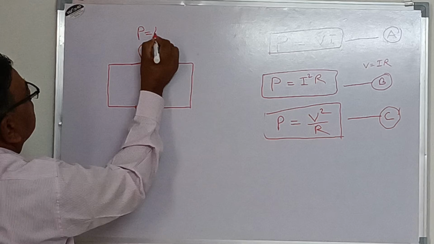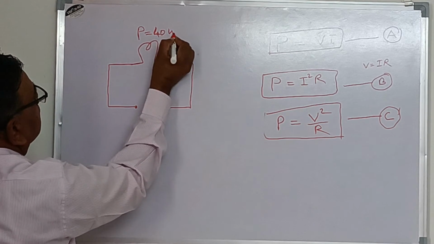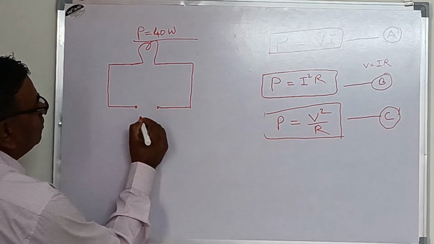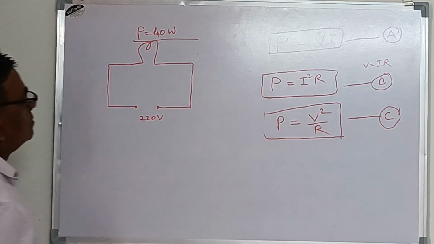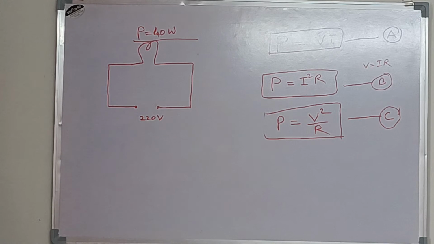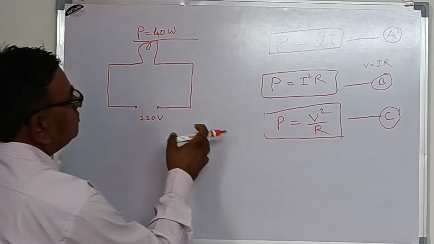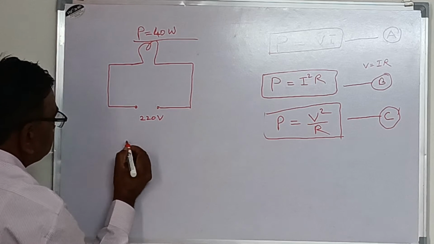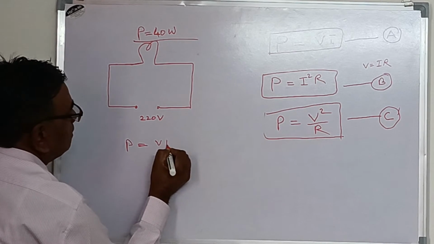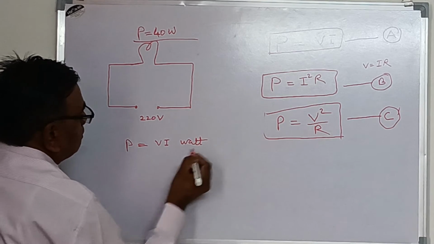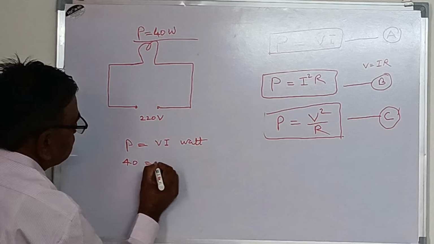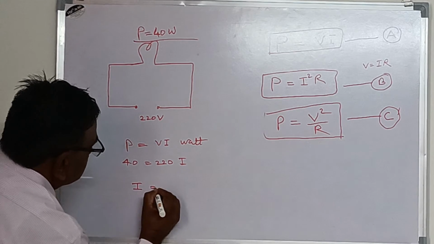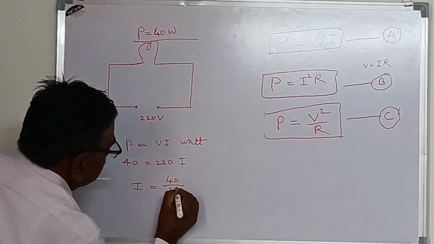P is equal to 40 watt. 40 watt बल्ब है और आपकी वोल्टेज 220 वोल्ट is given to this bulb. Find the current. Now, you use this formula. V is given, P is given. P is equal to VI watt. Here P is equal to 40, V is equal to 220, I is equal to I. Then you can find out I is equal to 40 by 220.